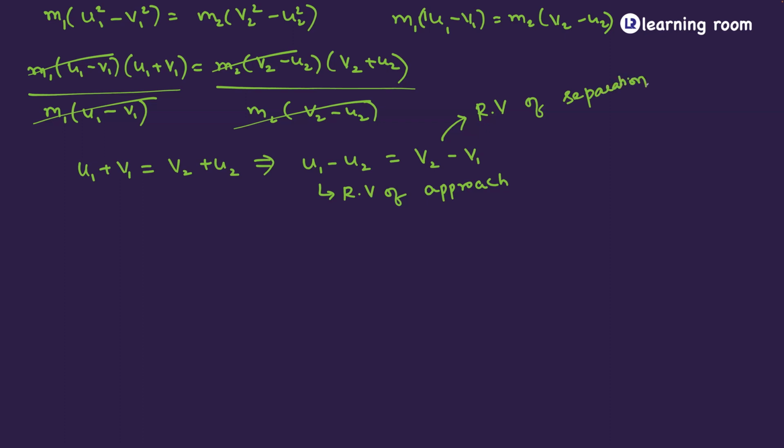So are you able to understand 2 points? One is, why do we call it relative velocity? Because it is the difference in the velocities. But why did we give the names approach and separation? Because for these objects to approach, I told you one condition. What is it?